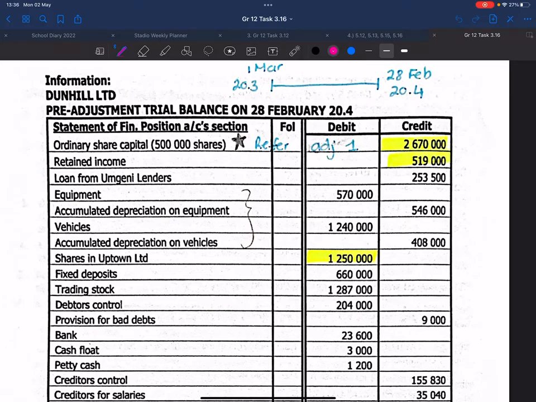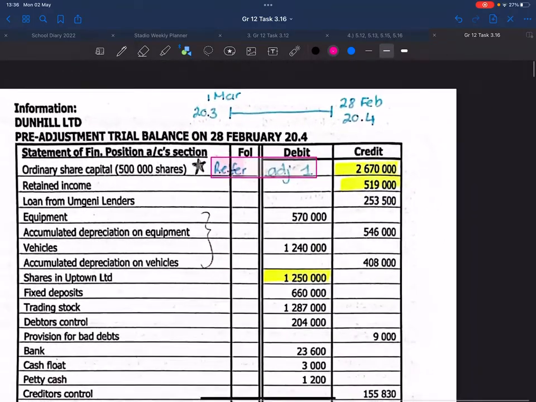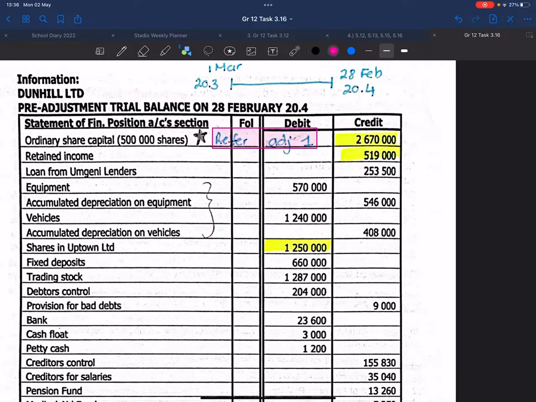So the pre-adjustment trial balance, you're very familiar with at this stage. The only difference here is I told you to refer to adjustment 1 because this is the first time that they've given us ordinary share capital, but this isn't our opening balance, because I'll show you now when we get to adjustment 1, this balance includes some shares that have been issued. So this isn't our opening balance.